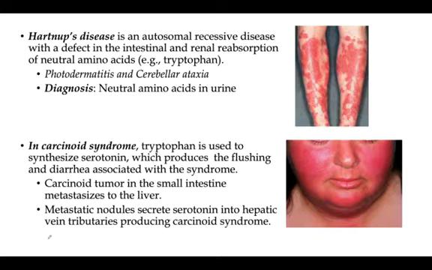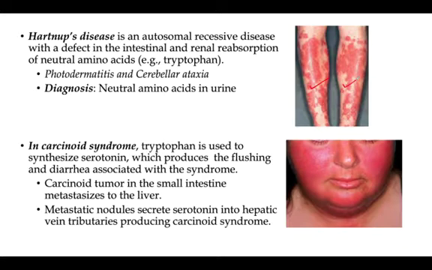Hartnup's disease is associated with photodermatitis, and you can see it here in this particular part of the figure, and cerebellar ataxia. The way Hartnup's disease is diagnosed is to examine the urine of the patient who is suspected with the disorder to look for neutral amino acids.